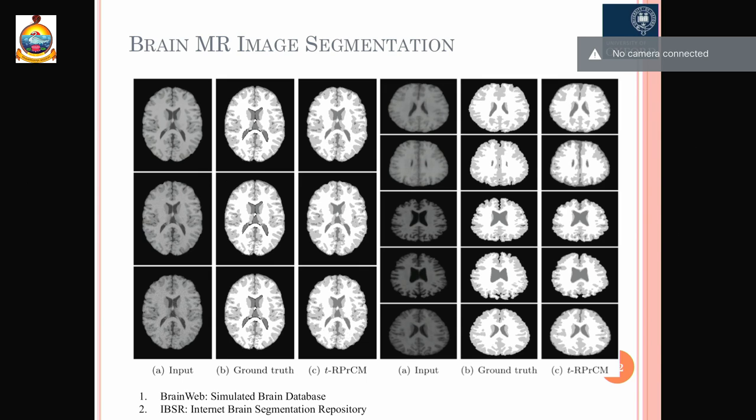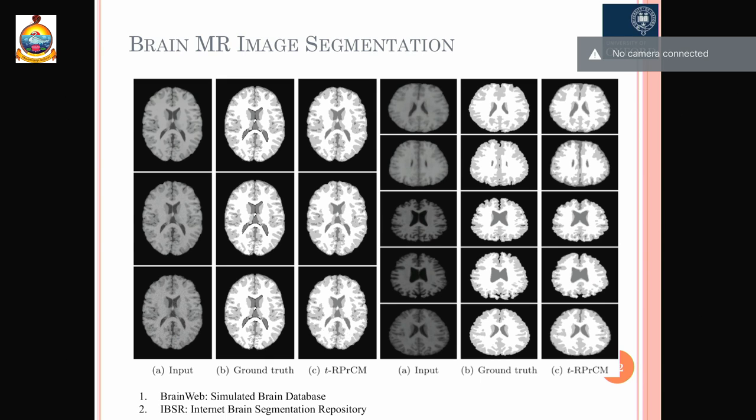So these are some of the examples of what you can do based on this probabilistic clustering, because our motivation was the segmentation. So you see, these are some of the input images. On the left, there are some simulated brain MR images. These are some of the real brain MR images.